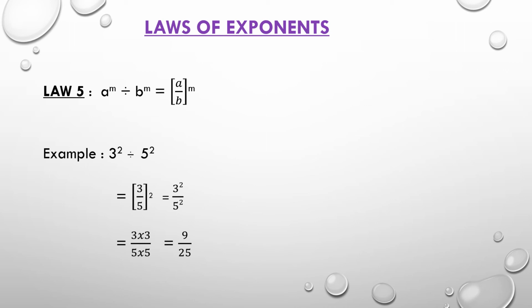Let's take an example. 3 raised to the power 2 divided by 5 raised to the power 2. Now 3 and 5 are bases which are different. So we will write them like 3 upon 5, and the power is common, 2, which will be written as power. So this will become 3 square upon 5 square. As you know, 3 square means 3 into 3, 5 square means 5 into 5, which is equal to 9 upon 25.